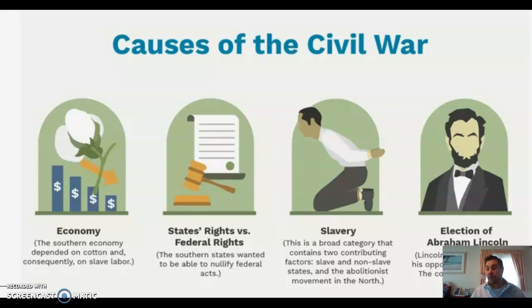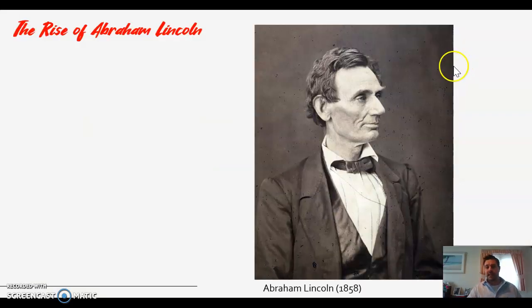Slavery, again, a very broad category, something we talked about a lot here in 8th grade. And then the last one, which we'll talk about here today, is the election of Abraham Lincoln in 1860. And I think that's as good of a place as any to start.